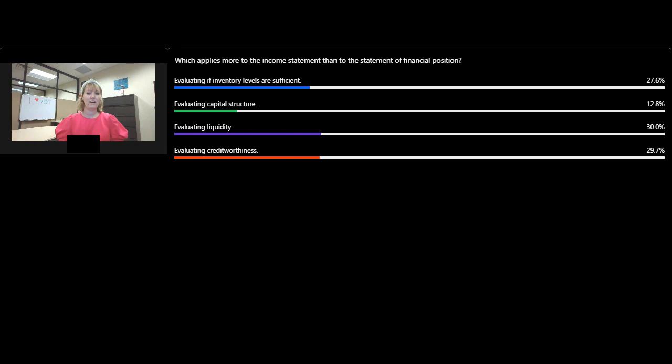And then evaluating liquidity. The metrics that we would use to evaluate liquidity are debt. That would also primarily be on the statement of financial position or the balance sheet. But evaluating creditworthiness would take into account net profits from primary activities. And that would be a key creditworthiness indicator. What are our net profits from our primary activities? So that would be on our income statement. So that's why evaluating creditworthiness would apply more to the income statement than to the balance sheets.